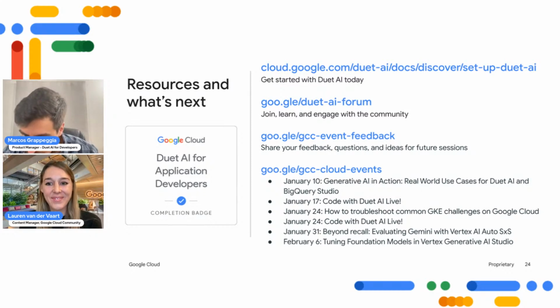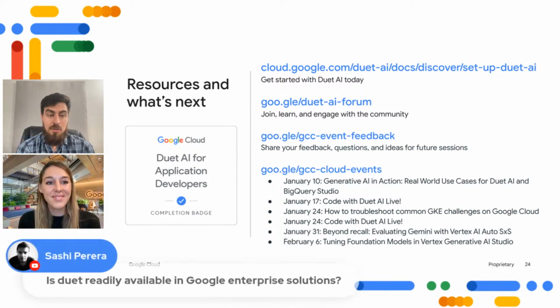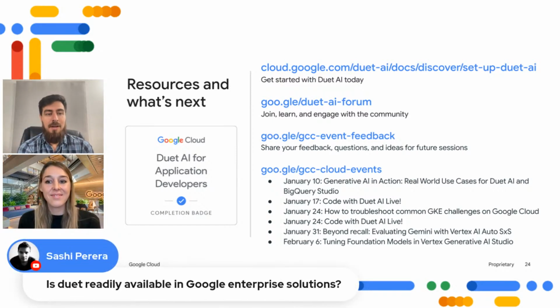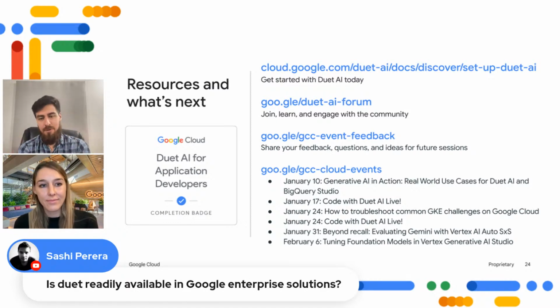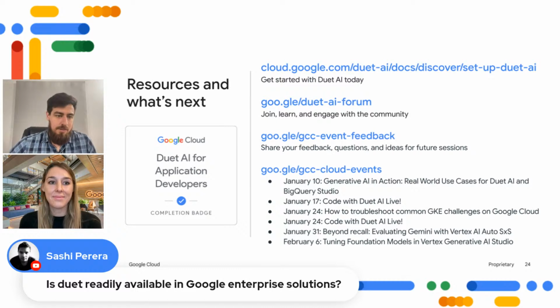There's one more here from Sachi. Is Duet readily available in Google Enterprise Solutions? So Duet is a Google Cloud product. You can buy Duet as part of the Google Cloud offering. It should be a Google Cloud SKU on the billing hierarchy. Between now and February, you don't need to buy it. It's available for free. Starting February 1st, it should be available within the Google Cloud terms of service and Google Cloud offerings.